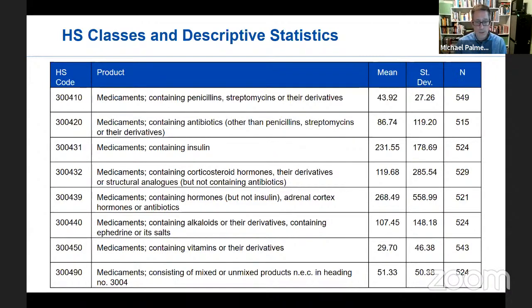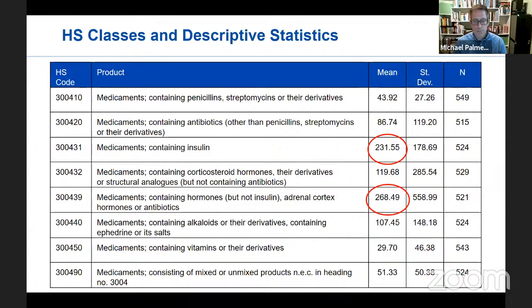And this slide shows the average price per kilogram per class in the mean column, and it varies a lot from one class to the next, ranging from just under $30 for imports of medicines containing vitamins to over $250 for medicines containing certain types of hormones or antibiotics, and for types of insulin.